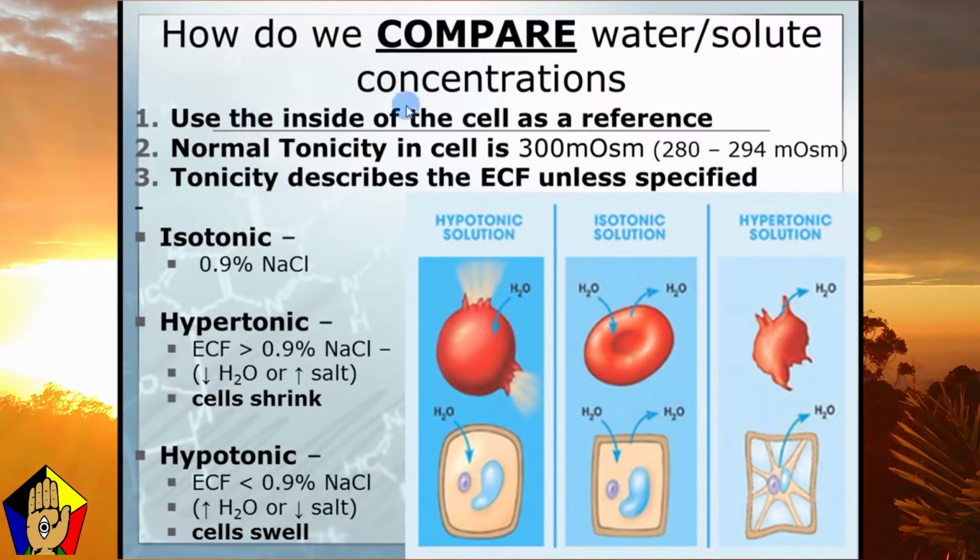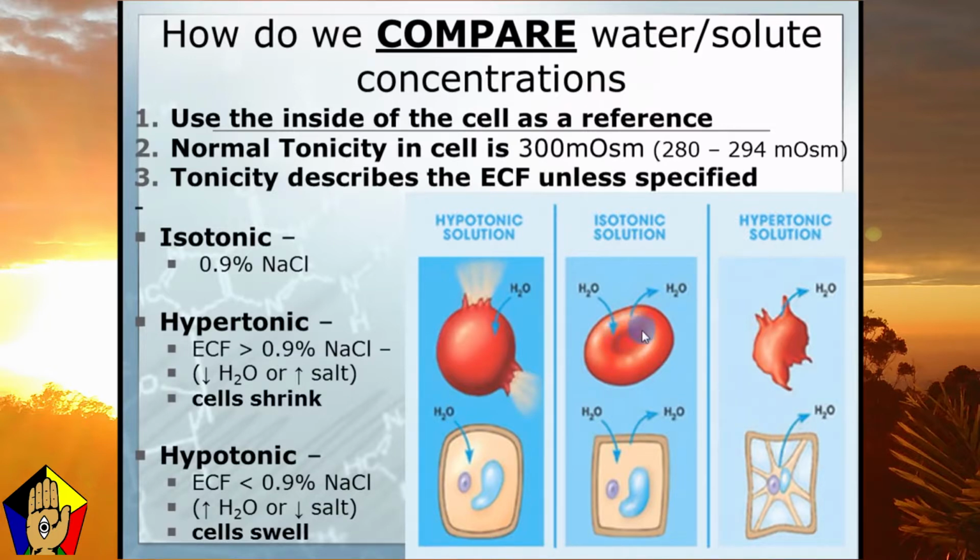First, use the inside of the cell as the reference. So if you're looking at red blood cells, the inside of the cell is the reference point. That's what you're measuring. If you're talking about a tissue, use the inside of the cell of that tissue as a reference point. Next, when we talk about the tonicity compared to the inside of the cell, we're referring to the solution around it. Typically, inside of the cell, the tonicity is about 300 milliosmoles. It's actually 280 to 294, but we use 300 as an average.